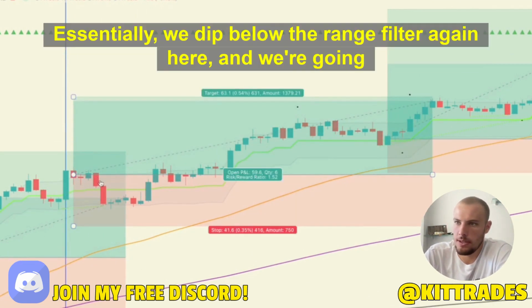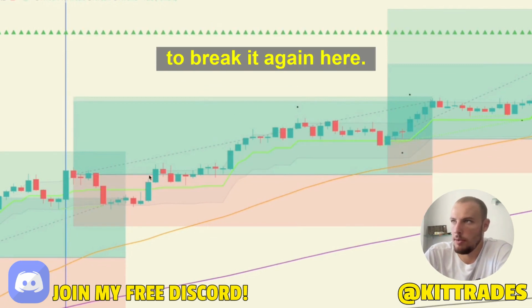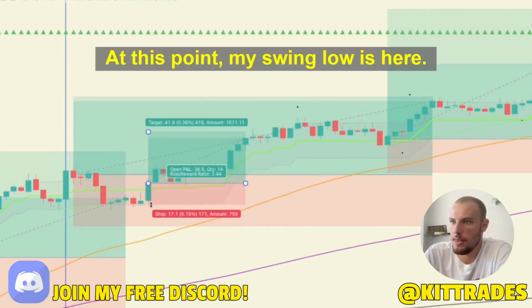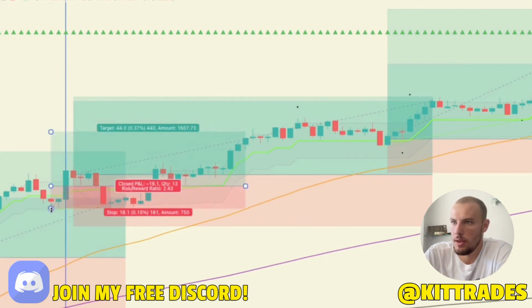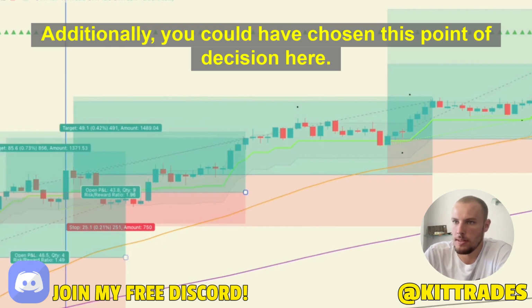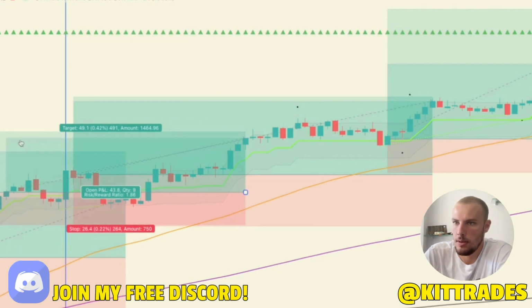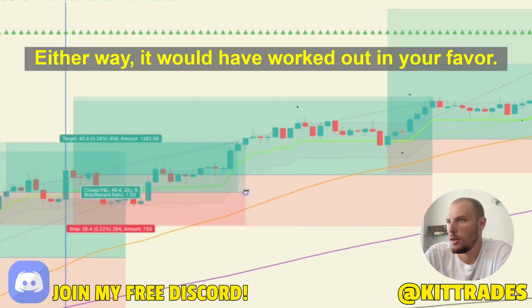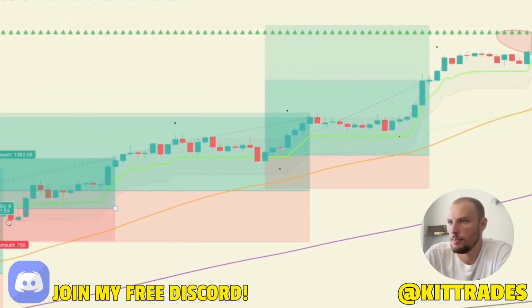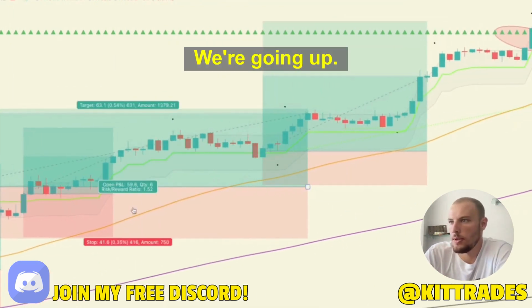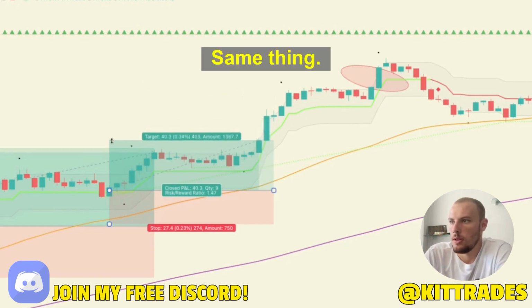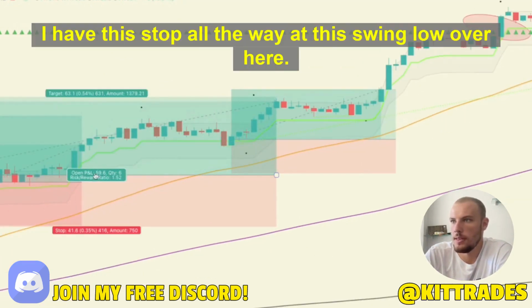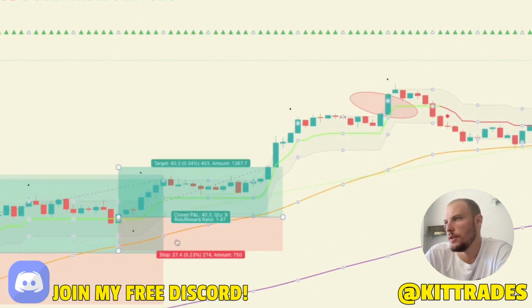And so we're still looking for the same thing. Essentially, we dip below the range filter again here, and we're going to break it again here. Another entry. At this point, my swing low is here, the bottom of these wicks. Additionally, you could have chosen this point of decision here. Either way, it would have worked out in your favor, no problem. And let's make sure we get this one right. All right, and so we keep going along. We're going up, and we get another break here. Same thing, I have this stop all the way at this swing low over here, 1.5, no problem.